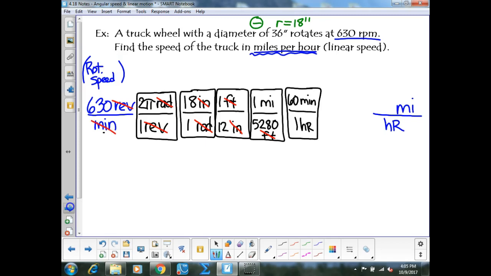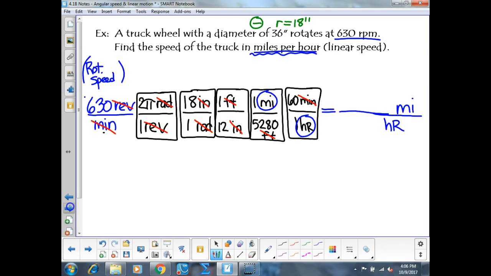So I've got minutes gone, and now my units are telling me, hey, you're ready to find the numeric part of your answer because I've got miles per hour. So now it's just a matter of doing some calculator work, and there's a couple of different ways you could go about doing this. Some people actually like to physically multiply every numerator, get that number on the top, multiply every denominator, put that number on the bottom, and then do the division. Some people are okay putting it in all at once.